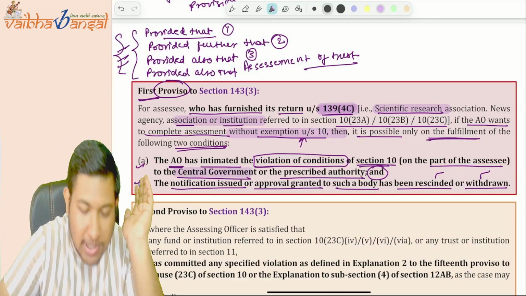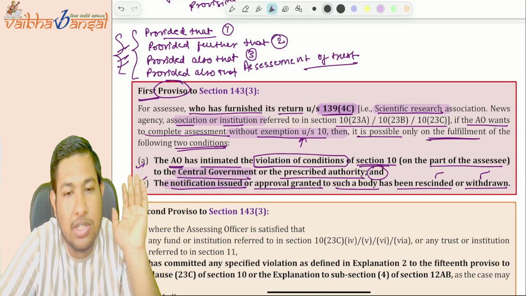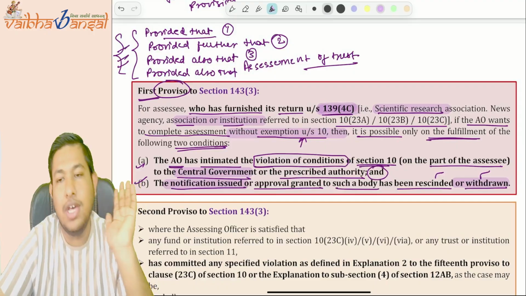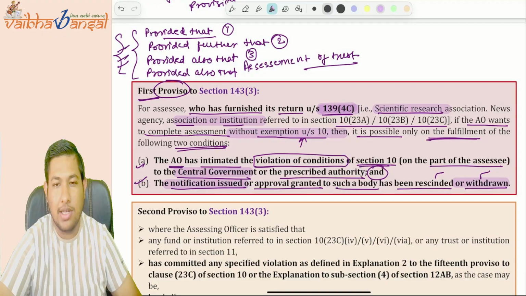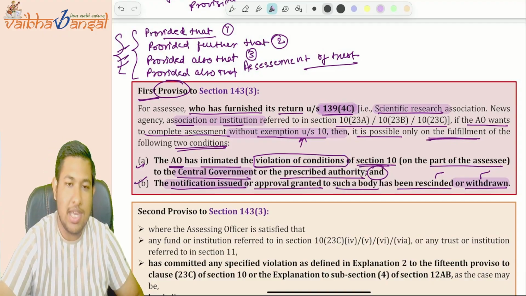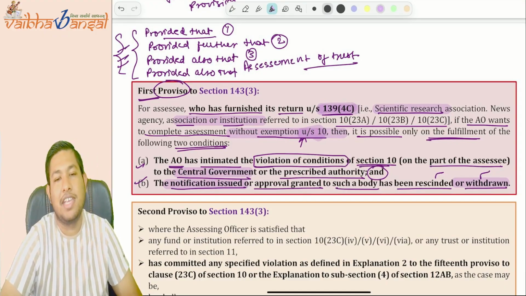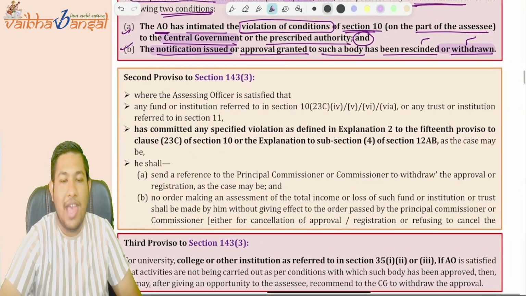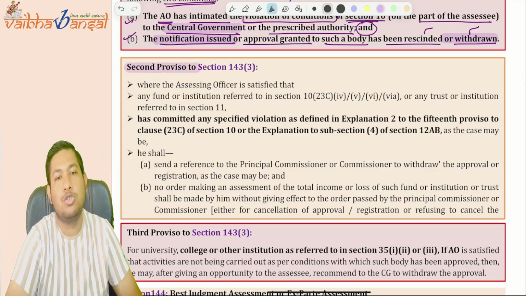So he intimated the central government or the prescribed authority, and the prescribed authority has issued the notification and withdrawn such exemption from the scientific research association. So in that particular case, the exemption under section 10 shall not be given. And in the same way, the second proviso is also applicable.